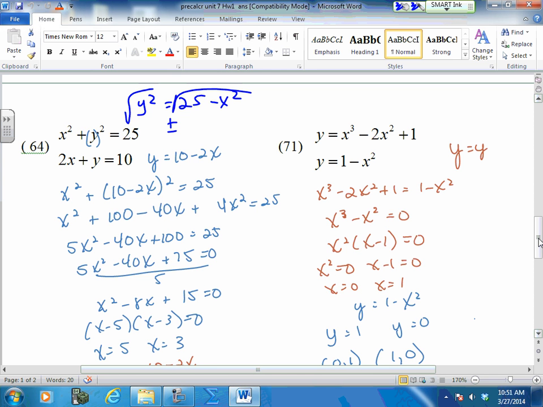Question? Yes. And that's not a bad deal to plug this in for y. However, you got a radical, you're going to have to get everything to one side and square it to get rid of your radical. It's the long way around. And then you got to do it twice.